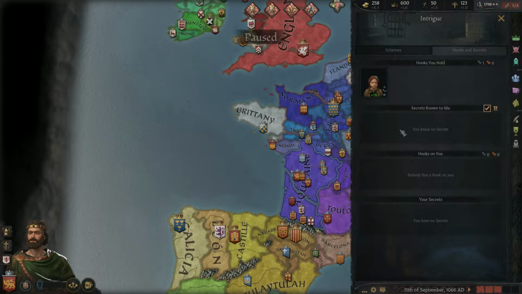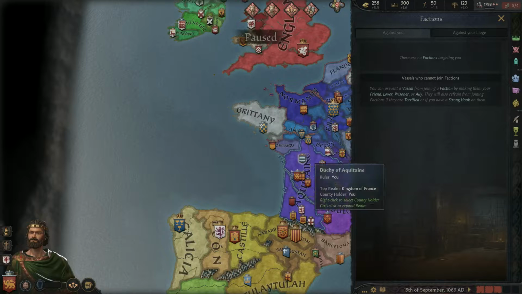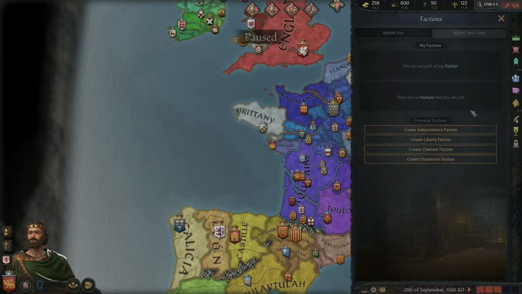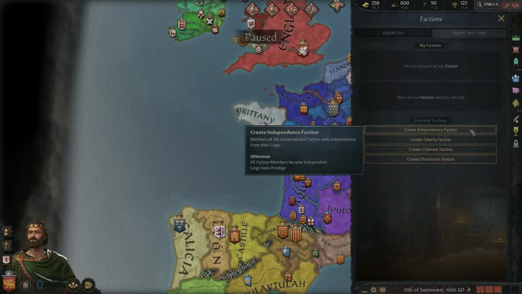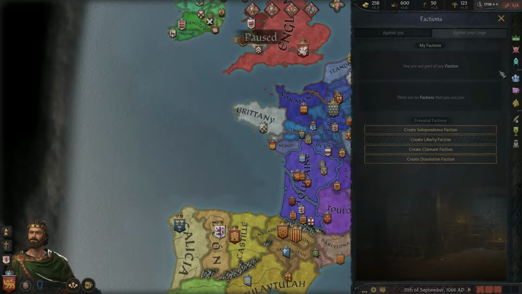And if you're playing an intriguing character, it can be absolutely abused, used and abused. Now here's your factions. Because I am a lord with people below me, they have the ability to join factions against me, but currently there are no factions targeting me. But because I am a vassal of my king, there are also factions against him that I can also see, and I could also create ones if I wanted to, but let's just leave that. We're not going to do that just yet.